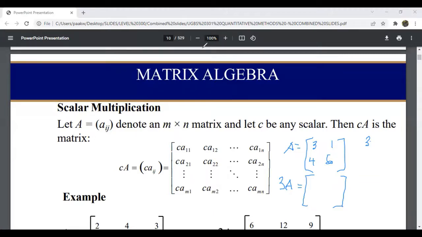You have 9. Okay, 9. 3. Okay, we are moving this way. 12. So 18. Okay, so 18. All right. So thank you. That's it.